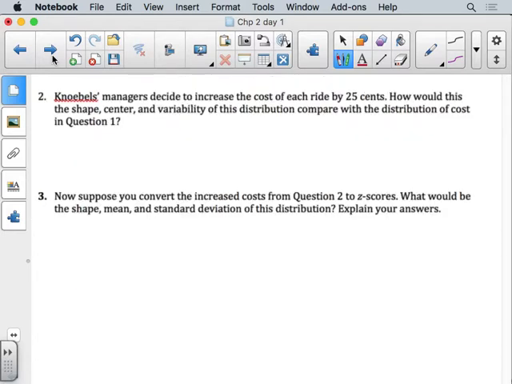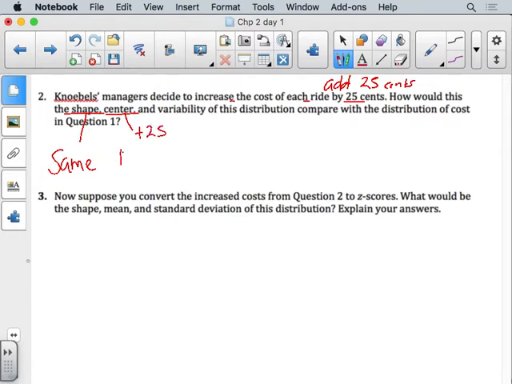All right, now the managers decided to increase the cost for each ride by 25 cents. So we're adding 25 cents to every ride. What would this do to the shape, center, and variability from question 1? So again, the shape never changes. Our shape remains constant. The center though, we talked about the center moves with everything you do. So it gets added by 25.